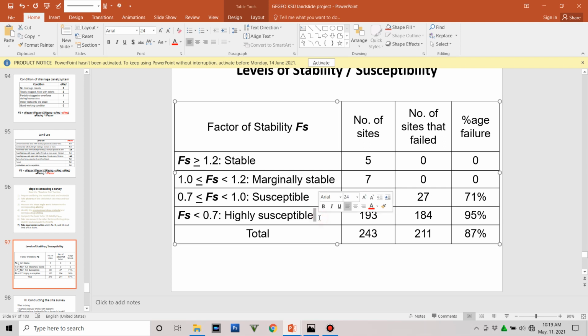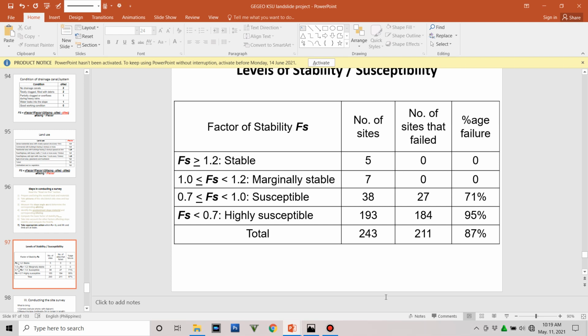And then for the highly susceptible, wherein factor of safety is less than 0.7, after heavy rain, 7 lang ang naiwan. So meaning 7 lang ang hindi bumagsak. So 95% have failed for these sites evaluated as highly susceptible. So all in all, out of 243 sites, 211 have failed.